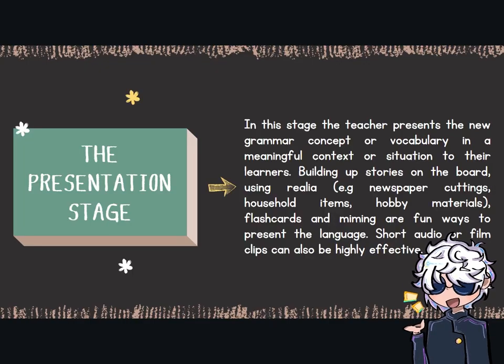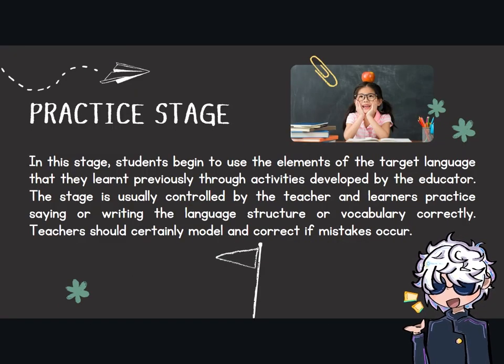The next stage in the P.P.P lesson structure is the practice stage. This is the stage wherein the students begin to use the elements of the target language that they learned in the previous activity. This is usually controlled by the teachers. Here, the learners practice saying or writing the language structure or vocabulary correctly. And the teachers have to certainly model and correct if mistakes occur.